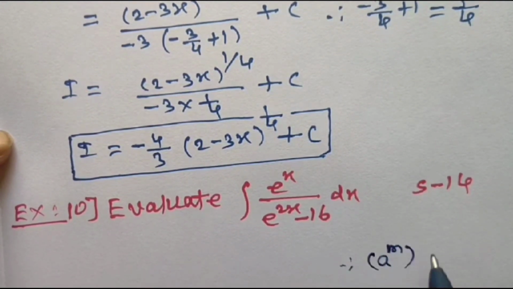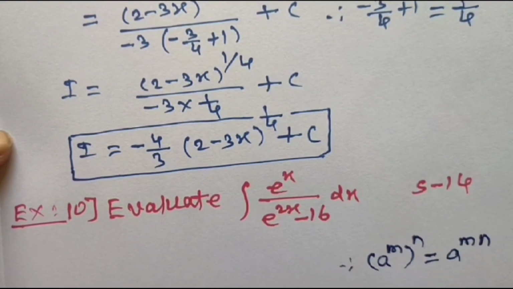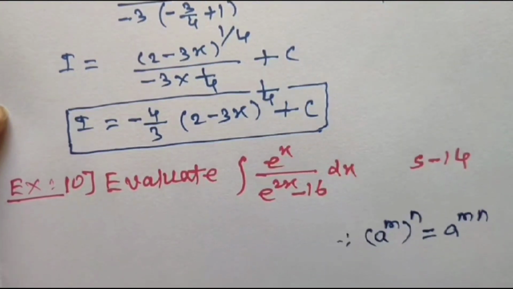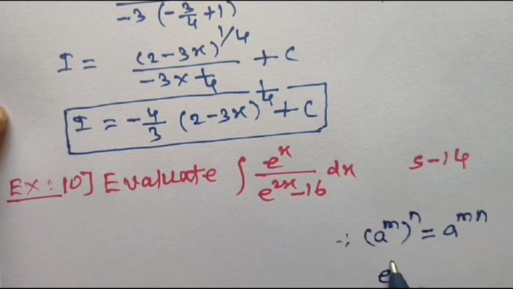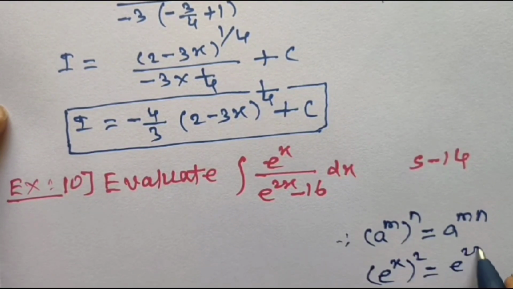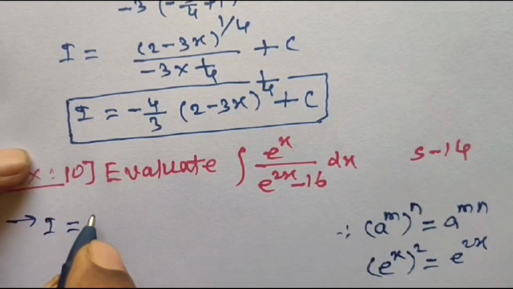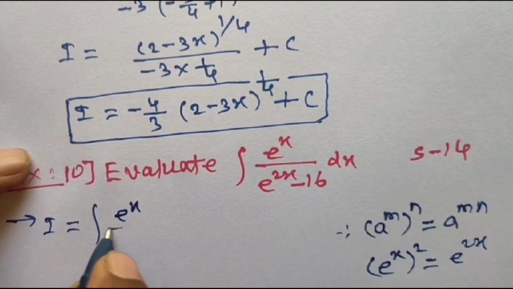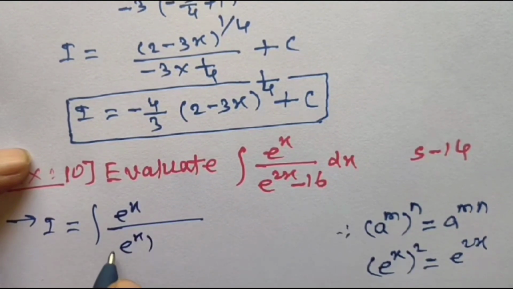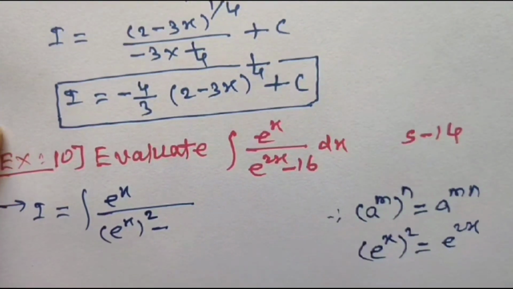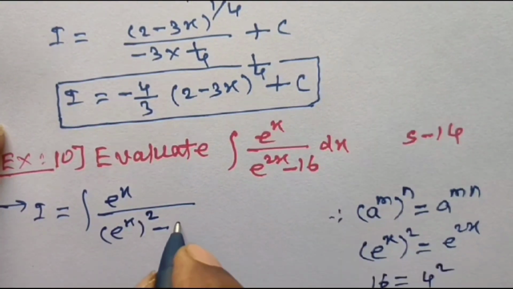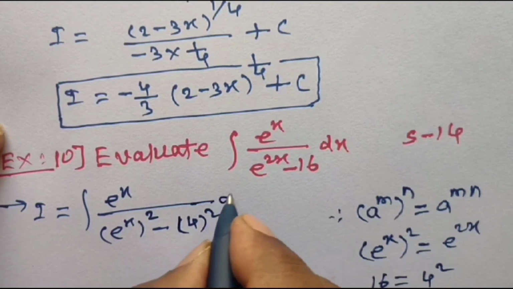can be written as a to the power m into n. Here e to the power 2x, you can write like this: e to the power 2x is equal to (e to the power x) squared. So rewriting the integral, I is equal to the integral of e to the power x divided by e to the power 2x, which can be written as (e to the power x) squared, minus, and here 16 is equal to 4 squared, with respect to x.